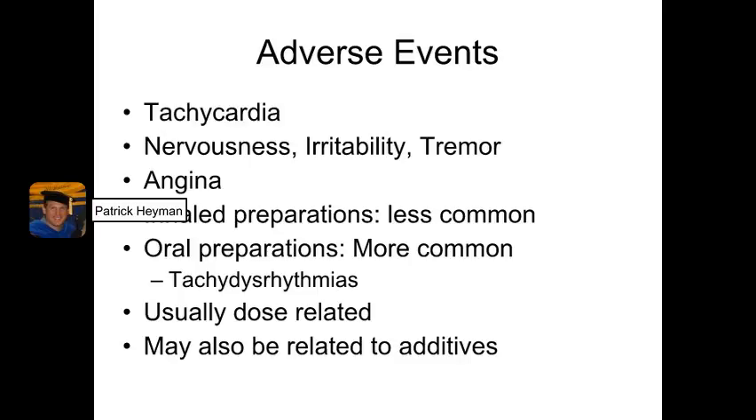The adverse effects of all adrenergic agonists in general are tachycardia, nervousness, irritability, tremor, angina or chest pain. That's primarily from beta-1 stimulation, not beta-2 stimulation. Inhaled preparations are less commonly associated with these side effects. Oral preparations are much more commonly associated with the tachydysrhythmias, in particular, fast heart rate.